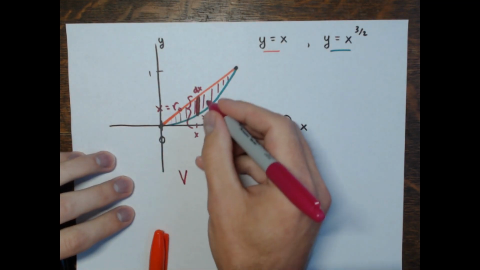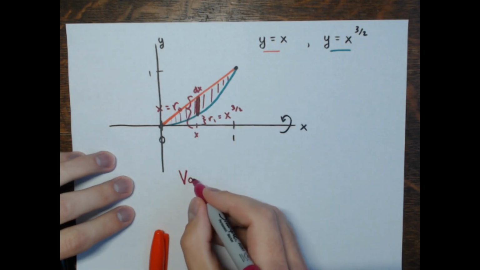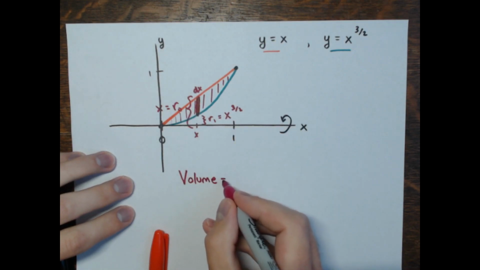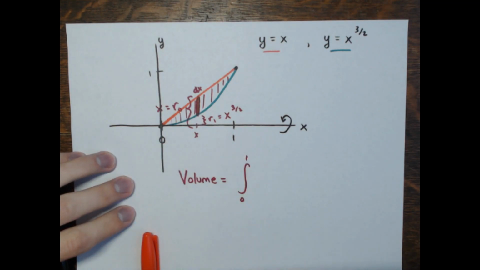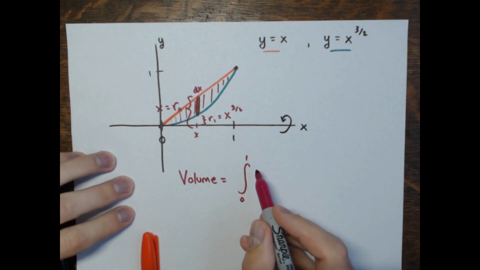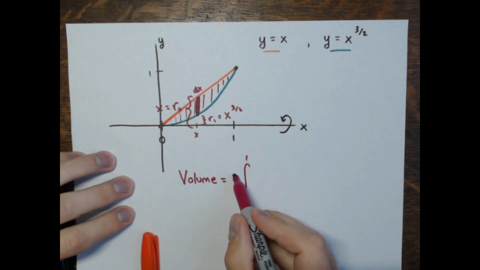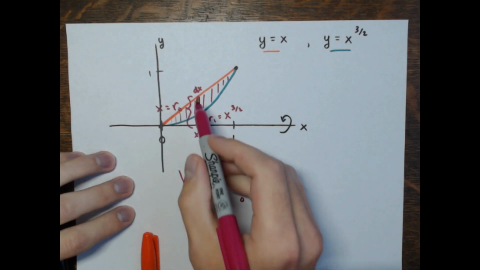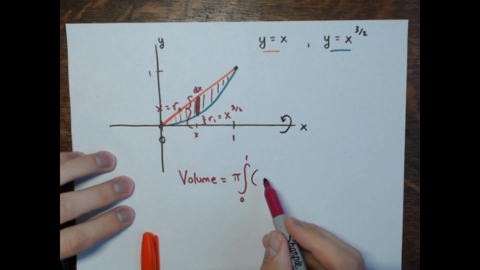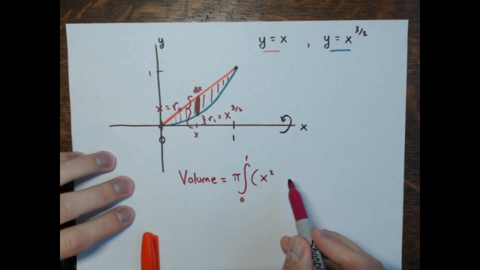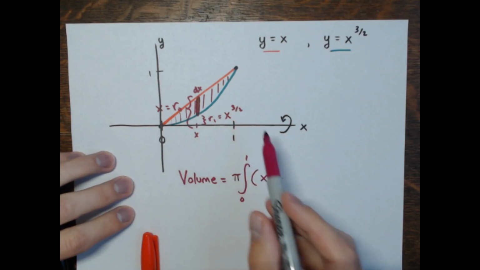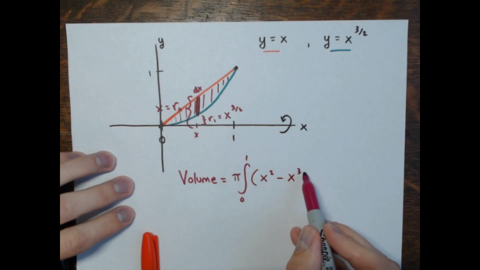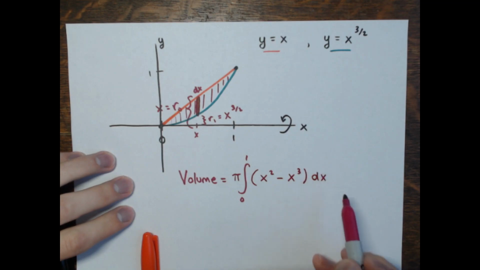All right, so the total volume, when I rotate this shape around the x-axis and create a 3D figure, will be the integral from 0 to 1, right? I'm doing this for every x value, from 0 to 1. Integral from 0 to 1 of pi, the volumes of the washers created. Pi times the quantity, outer radius squared, so just x squared, minus the inner radius squared, x to the 3/2 squared would just be x cubed, and then times the thickness.